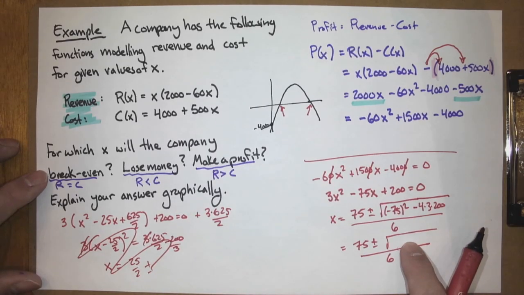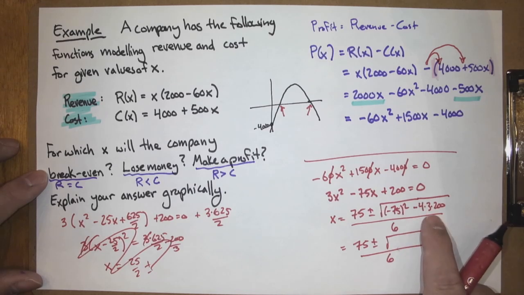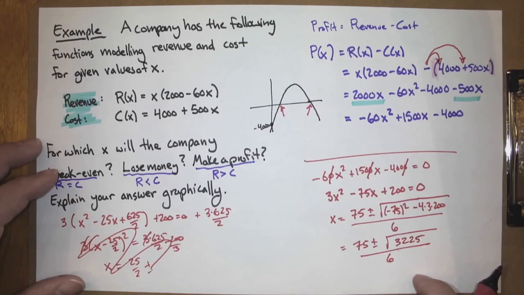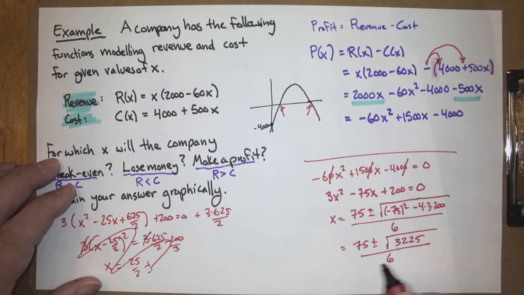Did anybody have a calculator who can work this out? Sorry, I should have picked nicer numbers. Negative 75 squared, and then this will become minus 2,400. So it's 3,225 on the inside? 3,225. What's the square root of 3,225? It's like 56.7.